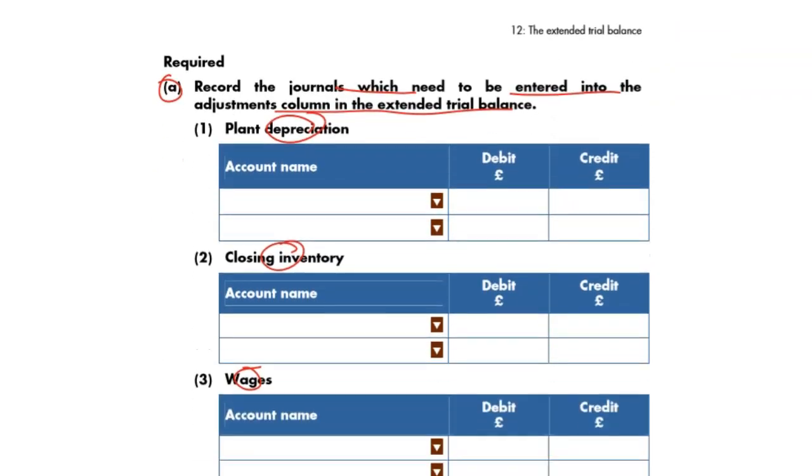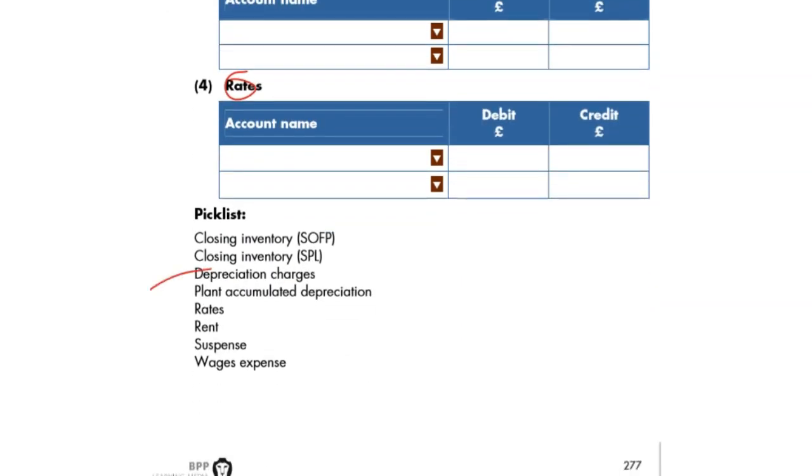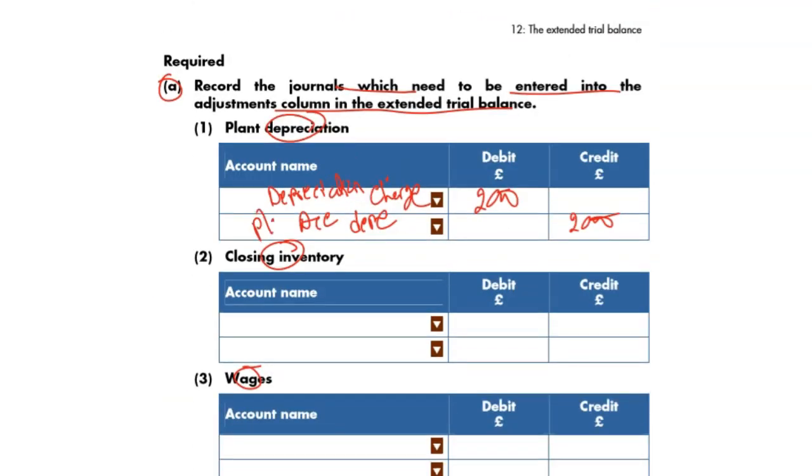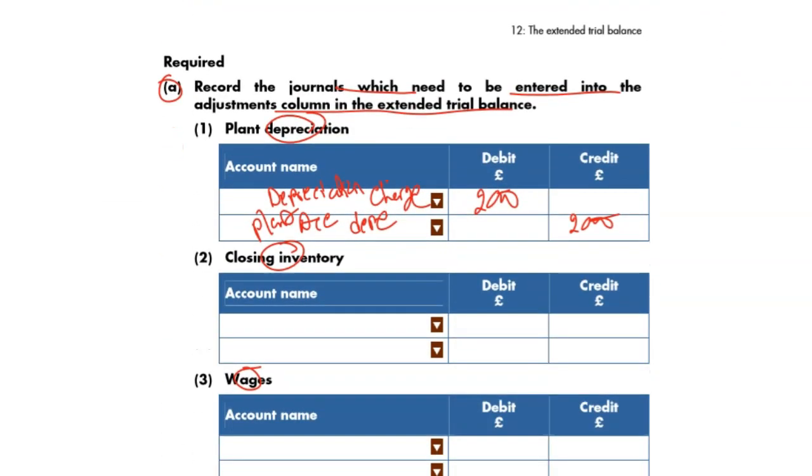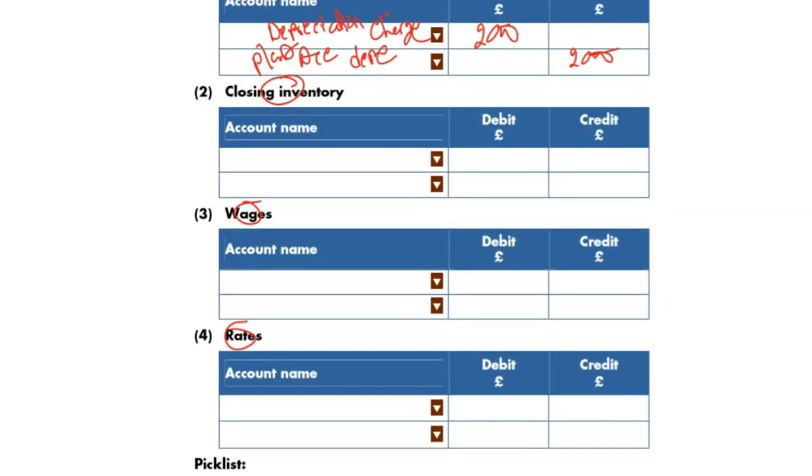Let's do it. Depreciation charge debit 2,000, and accumulated depreciation is 2,000 credit. What is the pick list? Let's check out our pick list. Depreciation charge been given, taken. Plant accumulated depreciation. Okay, let's write it down. Plant accumulated depreciation. That's our first one. Now, this is an adjustment. We can take it into the bottom adjustment.